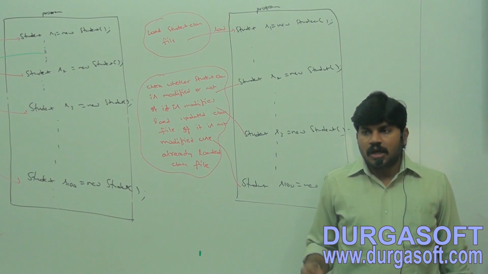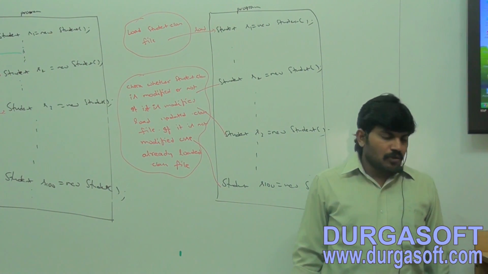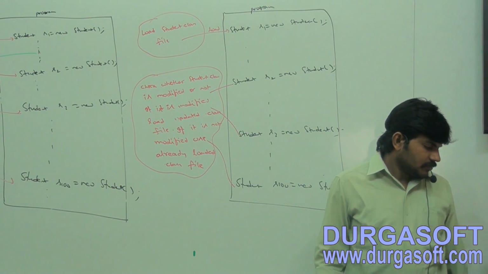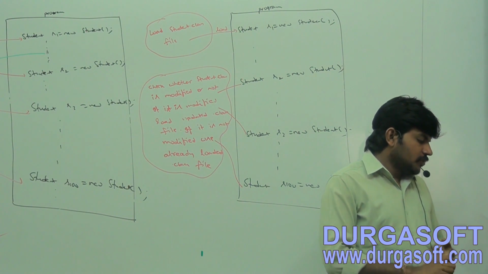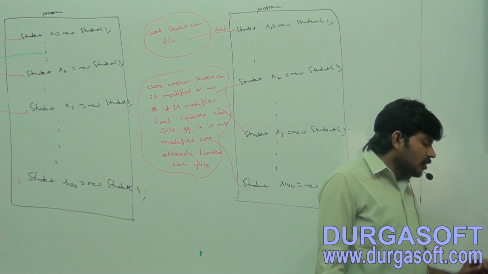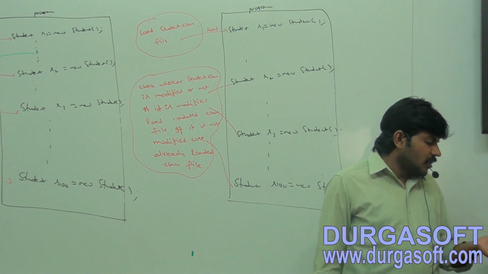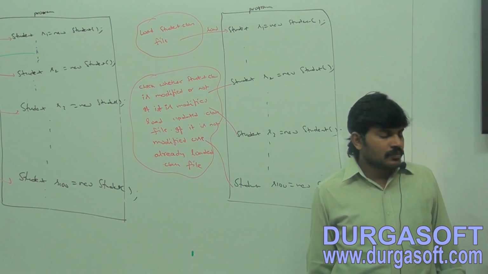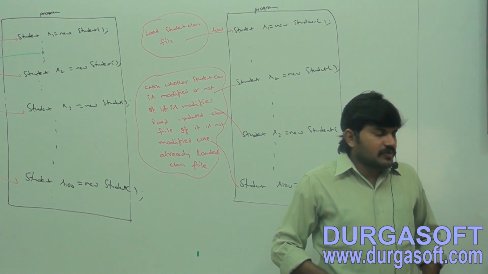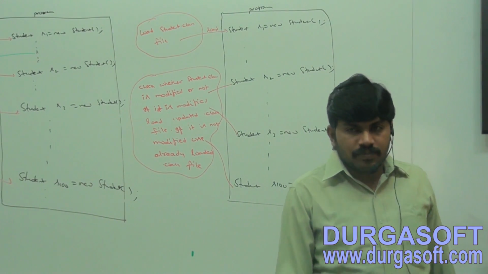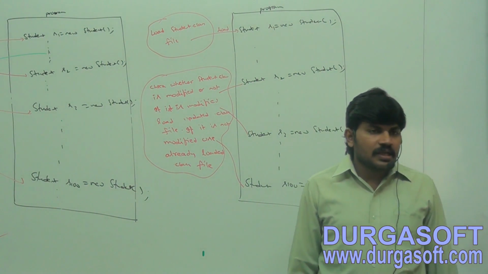Next one. After loading the .class file, if it is modified outside, then the default class loader won't load the updated version of the class file, because the .class file is already available in the method area.